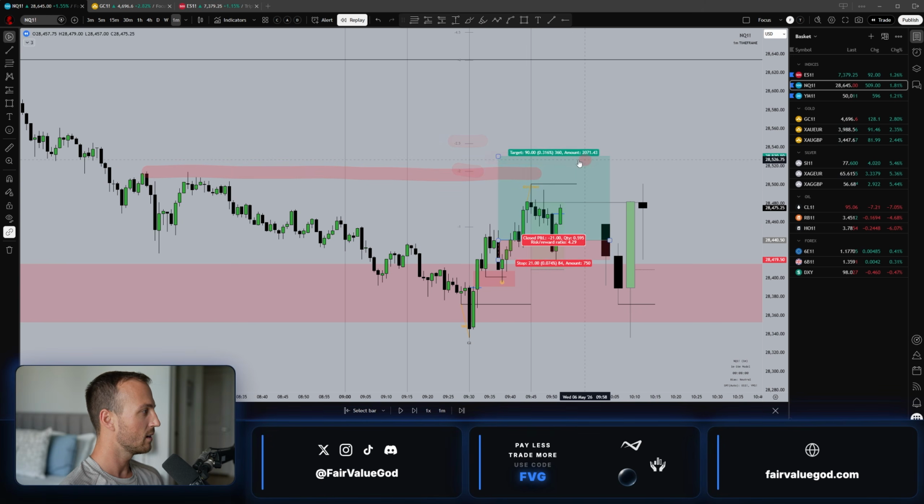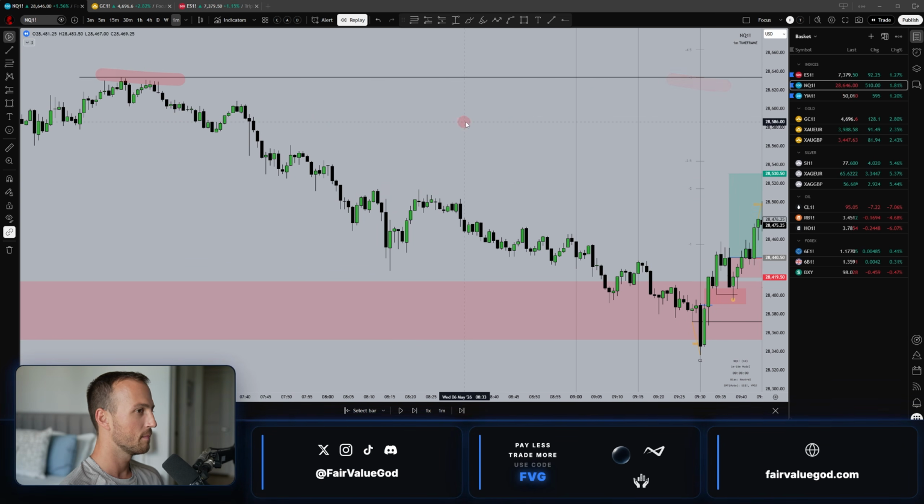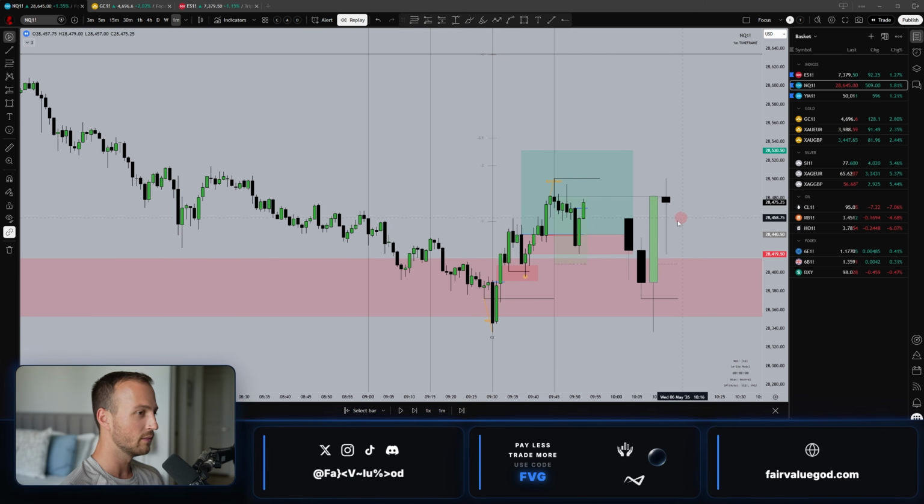Some liquidity right here as well. And then the -4 aligns with the high of day up here. All right, so it's all lining up perfectly. That's why I love this model. Super mechanical. Really easy to trade, honestly. Very simple.